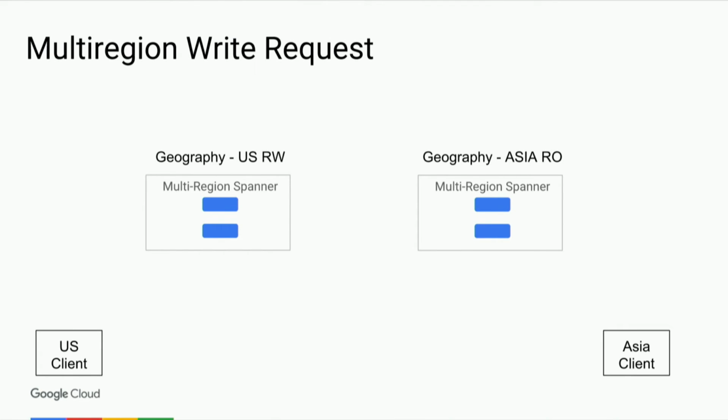In multi-regional instances, such as this one, where one region in the US has a read-write replica and others in Asia have a read-only replica, writes from US clients will go directly to the local replica, and these updated data will be forwarded on to the read-only replica.